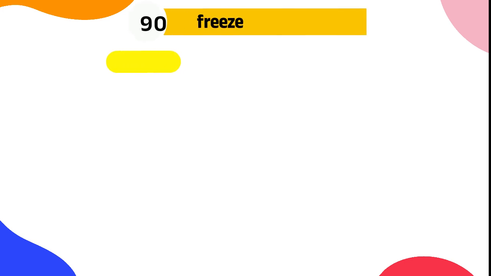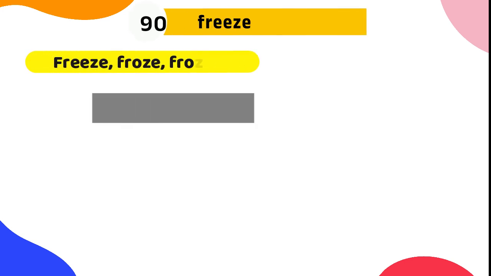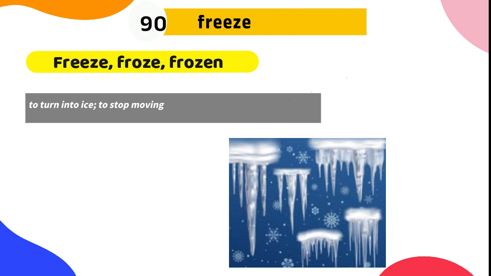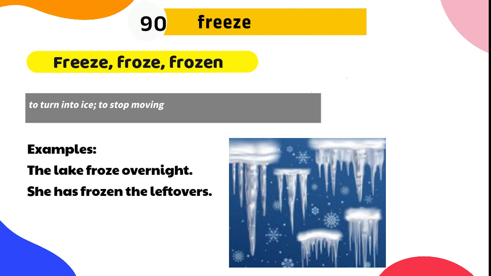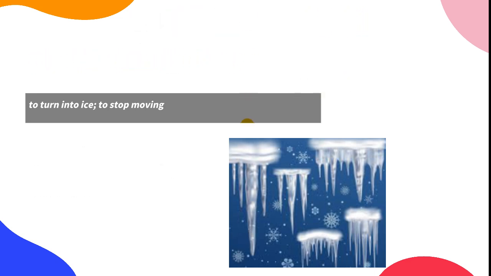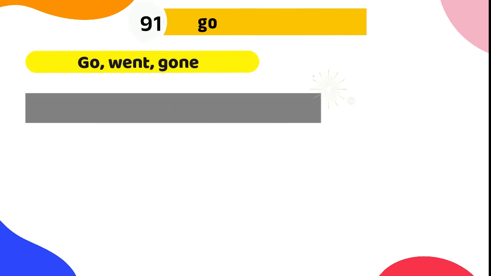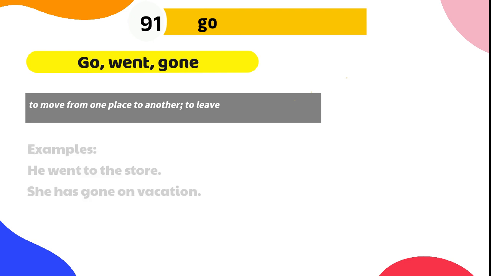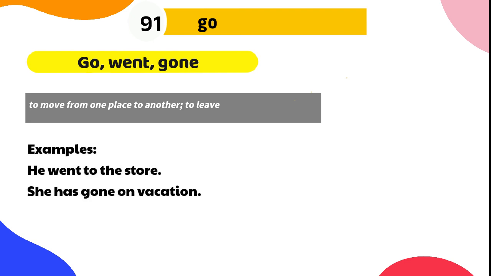Freeze, froze, frozen. Meanings: to turn into ice, to stop moving. Examples: the lake froze overnight. She has frozen the leftovers. Go, went, gone. Meanings: to move from one place to another, to leave. Examples: he went to the store. She has gone on vacation.